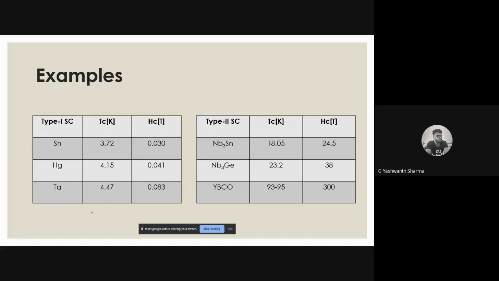Now we come to type 2 superconductors. Niobium with a critical temperature of 18.05 Kelvin and a critical magnetic field of 24.5 Tesla. Niobium germanide with a critical temperature of 23.2 Kelvin and a critical magnetic field of 38 Tesla. And lastly, yttrium barium copper oxide with a critical temperature of 93.95 Kelvin and a critical magnetic field of 300 Tesla.